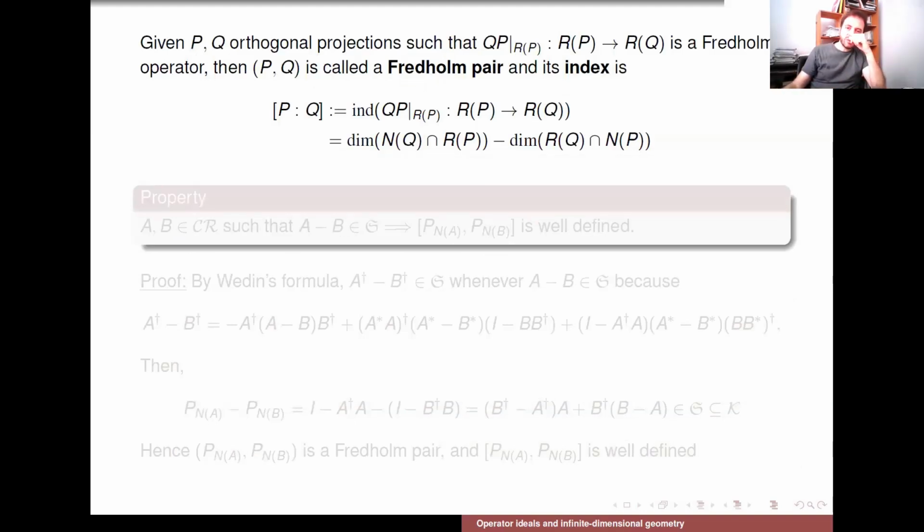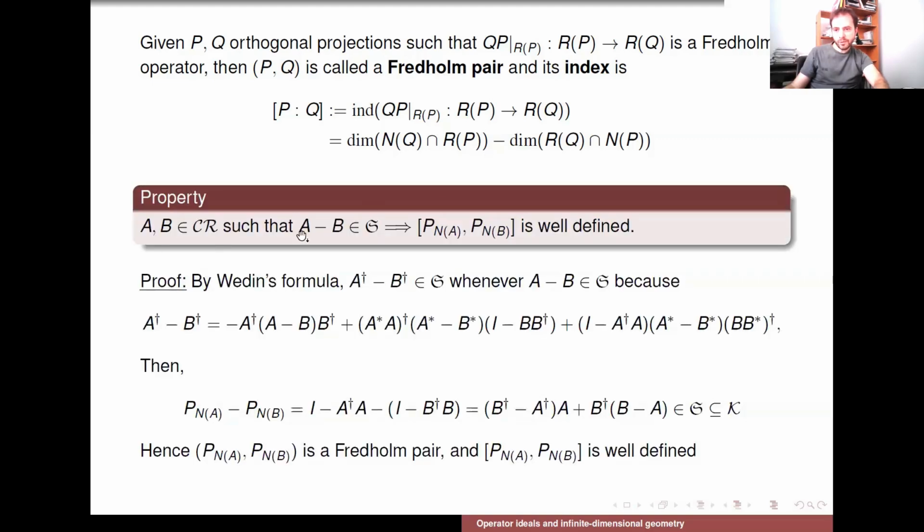So we want to understand the continuity in the setting of operator ideals. Again, the notion of index of a pair of projections that we defined in the first lecture will be useful. Recall that for a pair of projections such that this operator QP, viewed as an operator from the range of P onto the range of Q, is Fredholm, the index of the pair is defined as the index of that operator, and it also can be computed as the difference of these two dimensions.